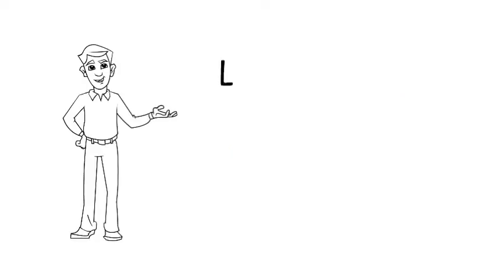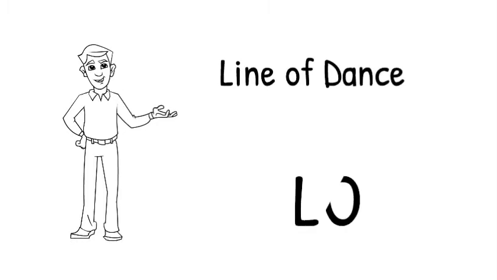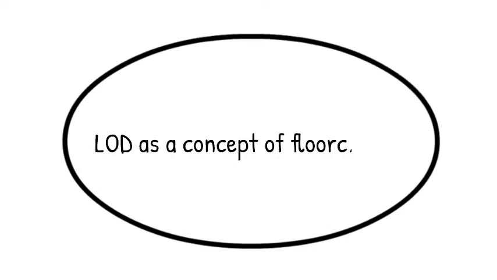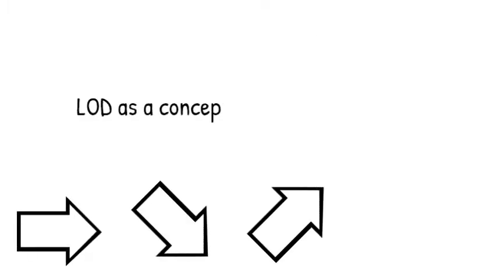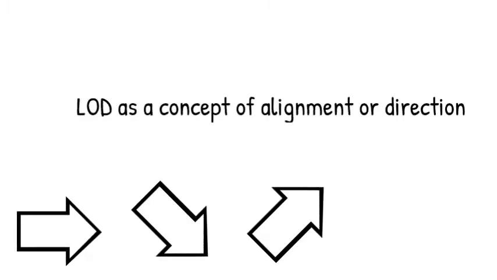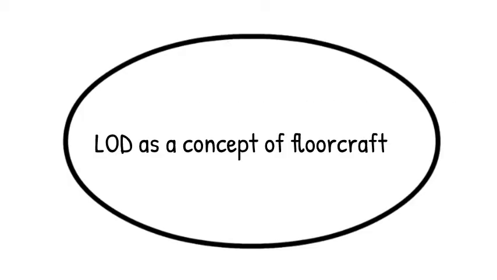I'd like to talk to you today about line of dance, or LOD for short. We can think of line of dance in one of two ways, either as a concept of floorcraft, which is the skill and practice of how one navigates the dance floor, or as a way to talk about alignment or direction, which is how we talk about orientation in relation to the room. For now, let's talk about line of dance as it relates to floorcraft.